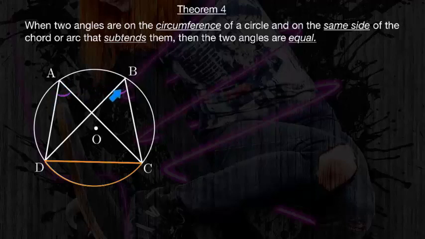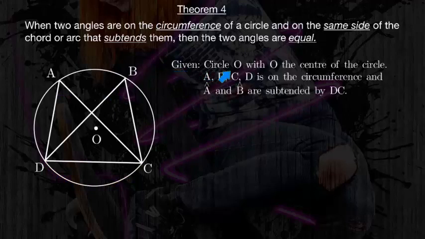Now let's go and look at the proof. We are given circle O with O the center of the circle. A, B, C and D is on the circumference, and angle A and angle B are subtended by DC, which is this chord or arc. We want to prove that angle A is equal to angle B. So we want to show that this angle is indeed equal to this angle.